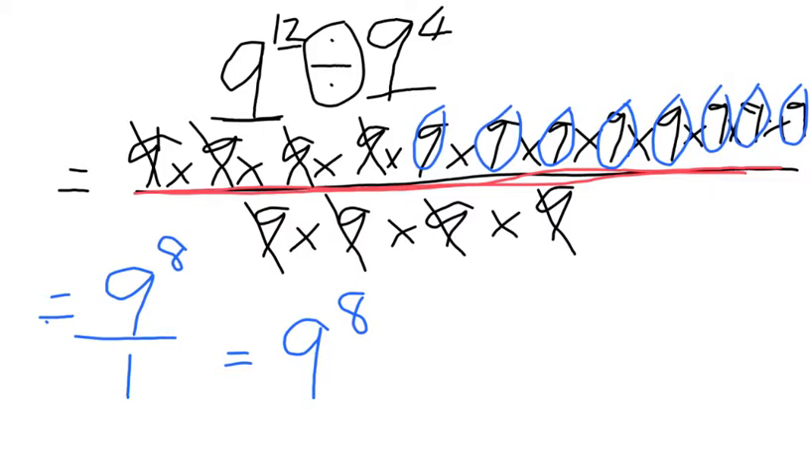So we can actually apply a rule to this. Just like multiplying two bases that are the same, we added the powers together. When we're dividing by a base, we can actually take the powers away, because 12 take away 4 is equal to 8, which gives us our power that we got in our answer.